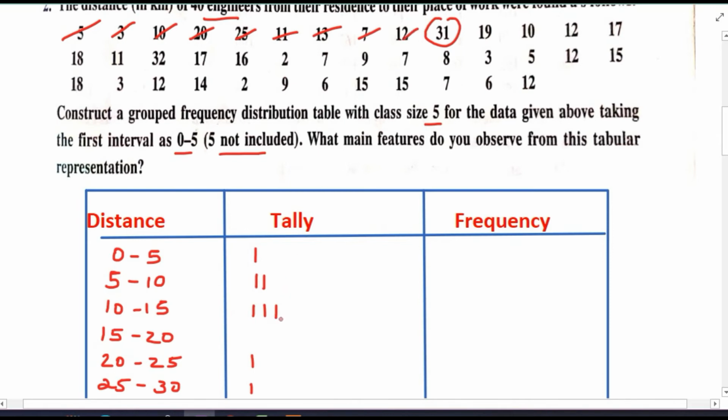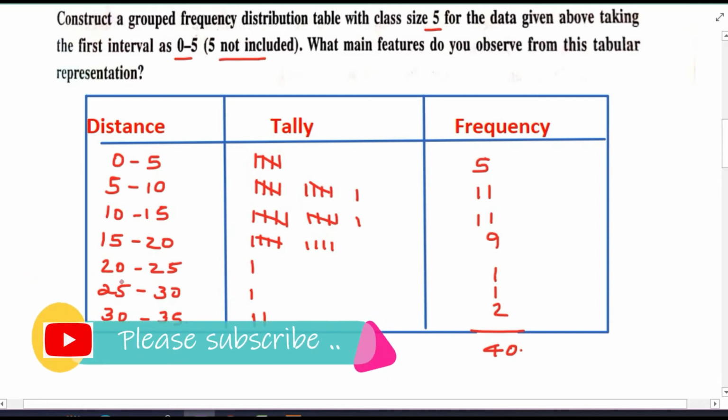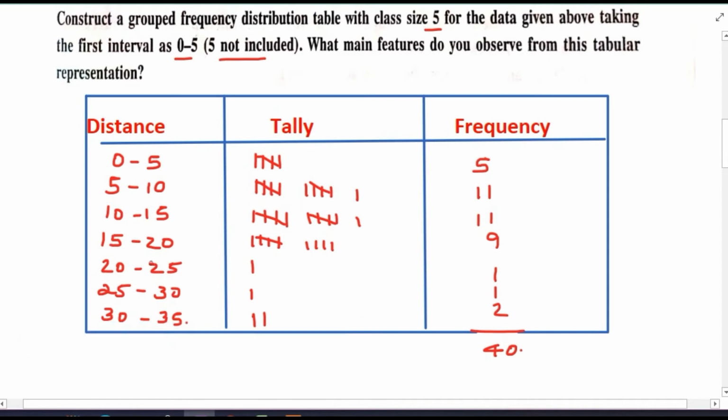12 will come in this class interval. So this is the frequency distribution table. I have completed the frequency distribution table. This is an exclusive form or continuous form, and 5 you should include in the second class interval. Only the lower limit will be included, upper limit will be excluded. That is why this frequency distribution form is called exclusive form.